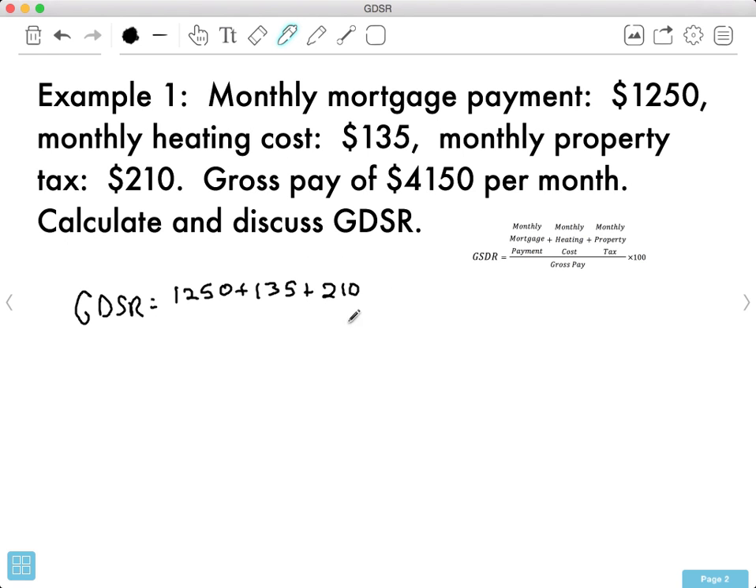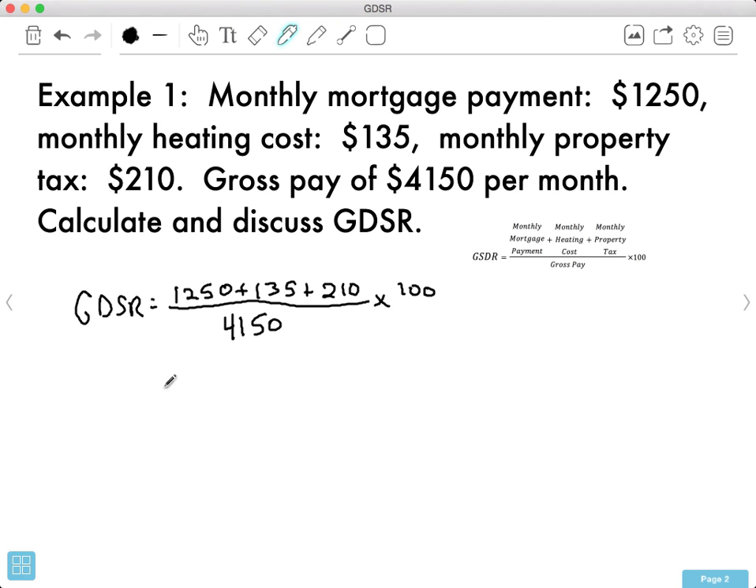Usually the bank would be able to access these numbers for any house that you're looking at buying. And then you divide that by the gross pay of everybody that's working in the household and is going to partake in paying the mortgage. So if you're married, for example, and you and your spouse are both working and your names are both on the mortgage, they would take your gross pay combined. So we don't know who this is or where they get their gross pay from, but they get $4,150 a month, and then times 100.